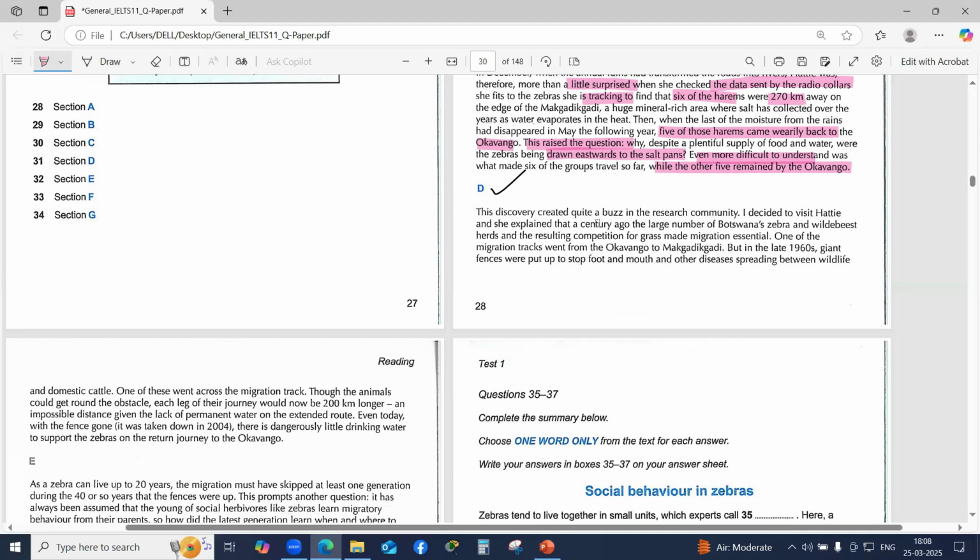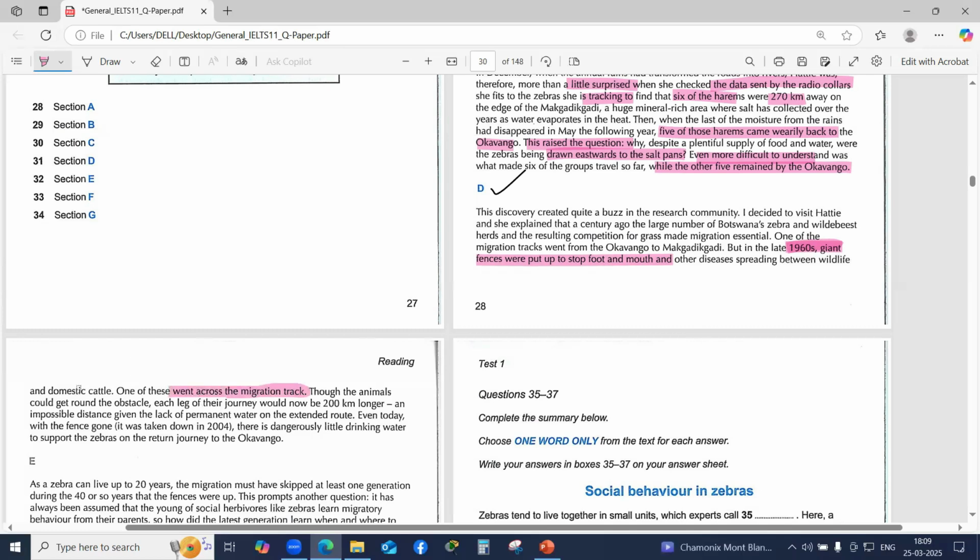I decided to visit Hattie, and she explained that a century ago, the large number of zebras and wildebeest herds and the resulting competition for grass made migration essential. One of the migration tracks went from Okwango to Magadikgadi. In the late 1960s, giant fences were put up to stop diseases spreading between wildlife and domestic cattle. One of these fences went across the migration track.